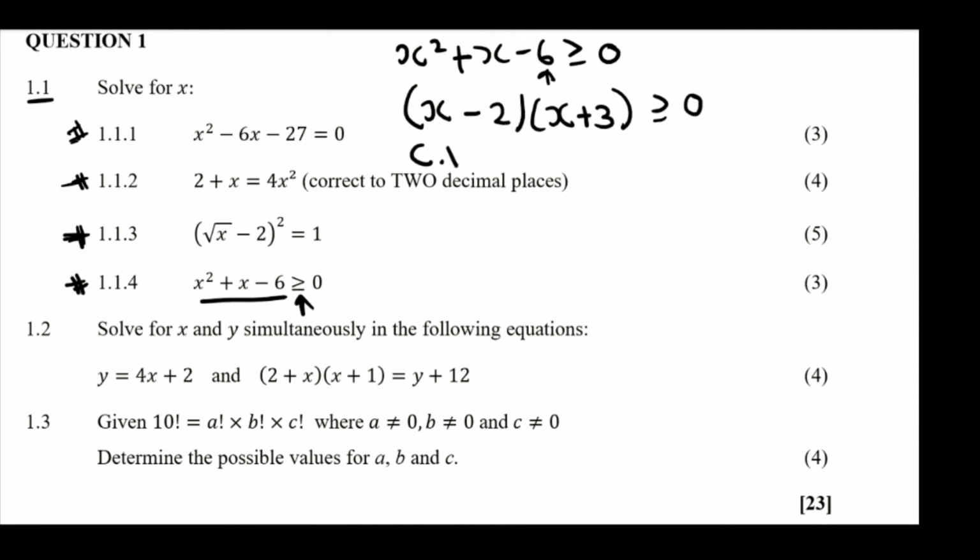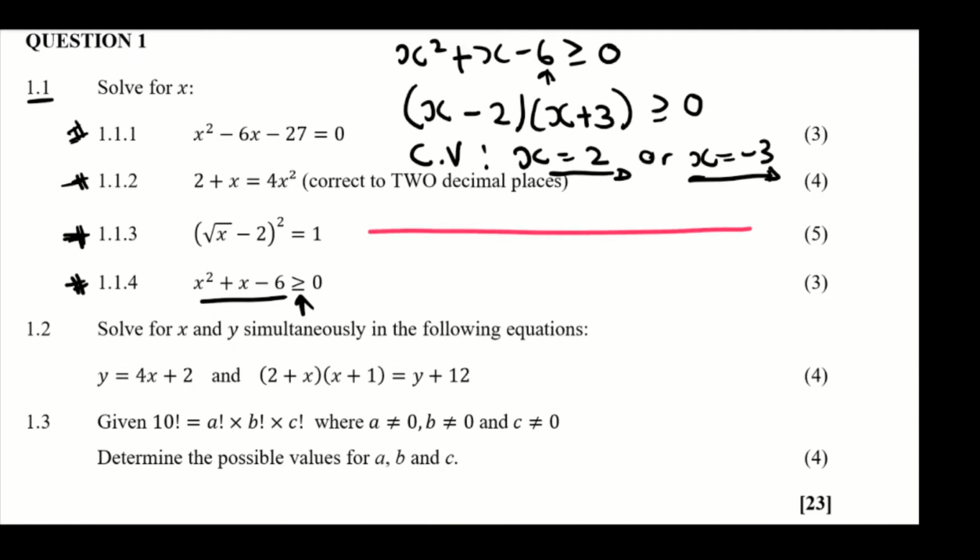So your critical values are going to be x equals 2 or x equals minus 3, right? So these are your critical values, not your solutions of x. What you're going to do is draw your number line and present your critical values. So you have your critical value of minus 3 and your critical value of 2.